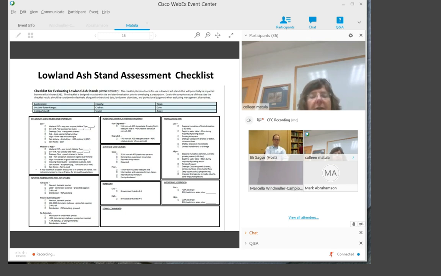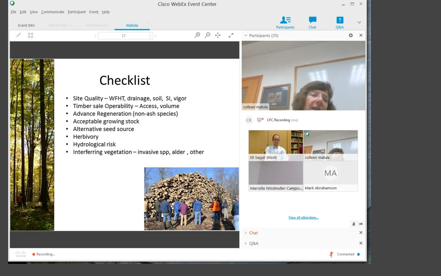So this checklist covers, I'll toggle into the next slide, site quality, looking at your habitat type and drainage and soils and vigor of the trees, your sale operability, which is really important for considering access into these sites. Is there enough volume to harvest in these areas? Also, advanced regeneration. What percentage of non-ash species do we have out there right now? Acceptable growing stock, herbivory, hydrology risk, and interfering vegetation. With this checklist, field foresters will take that into the field and check off some of these attributes mentioned here. And getting a full stand assessment is really important in evaluating management of these stands.